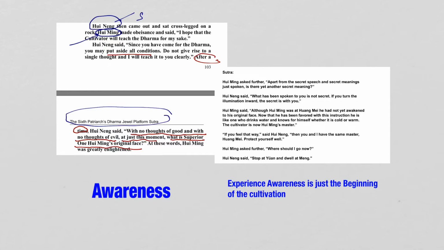So Hui Ming said, the Sixth Patriarch said, after waiting for a while: when you are not thinking good or not thinking evil, at that moment, there is your original face, your Buddha nature. So that's the awareness. That is what mindfulness is about. Okay? So this is what it is.